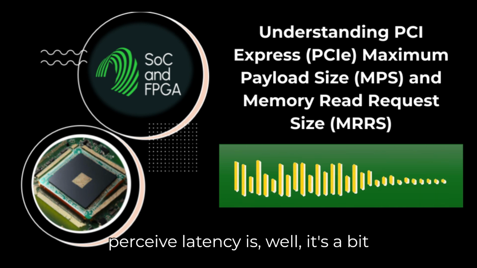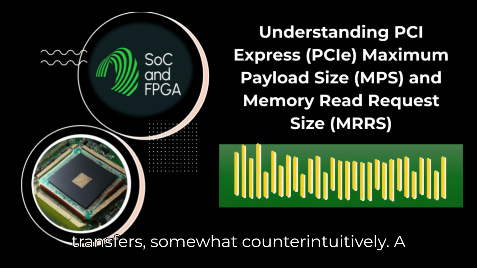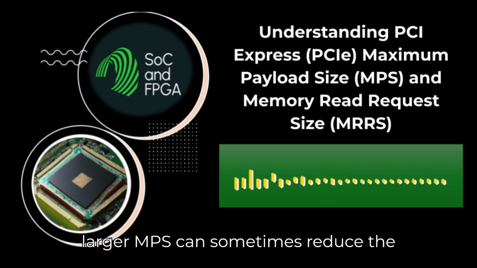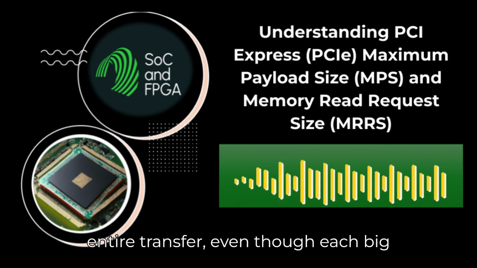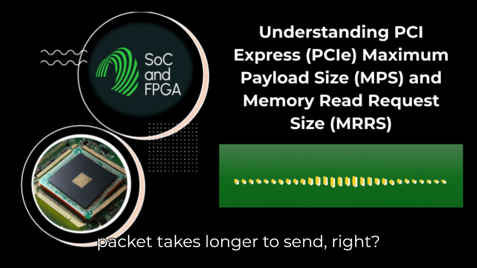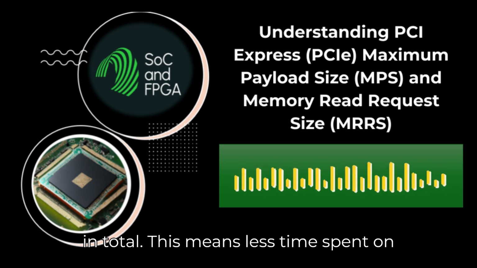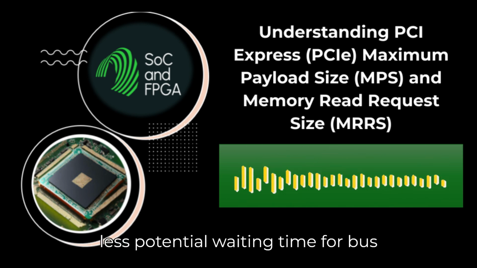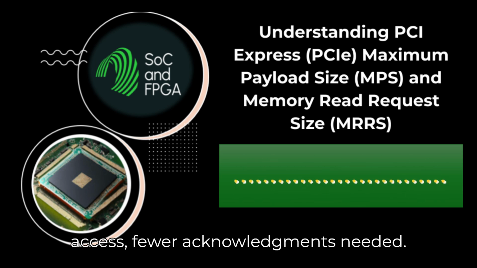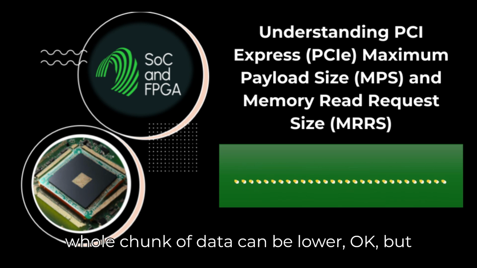Latency is, well, it's a bit more nuanced. How so? For large data transfers, somewhat counterintuitively, a larger MPS can sometimes reduce the overall time it takes to complete the entire transfer, even though each big packet takes longer to send. Right, because you're sending far fewer packets in total. This means less time spent on the overhead of initiating each packet, less potential waiting time for bus access, fewer acknowledgments needed. So the total end-to-end time for the whole chunk of data can be lower.